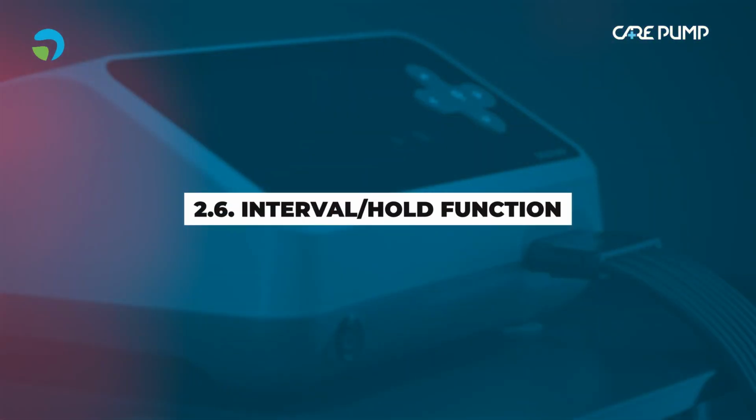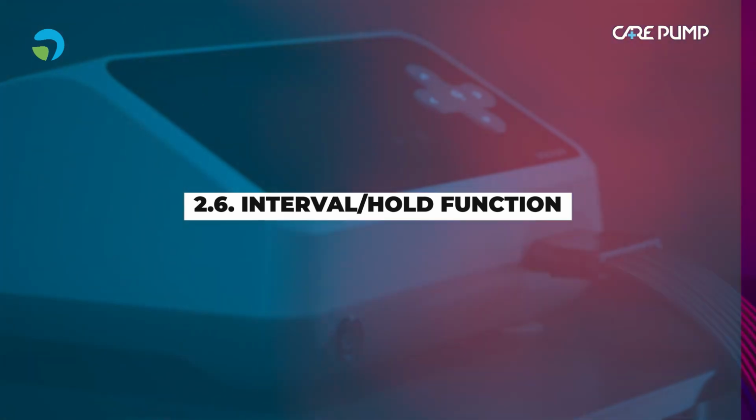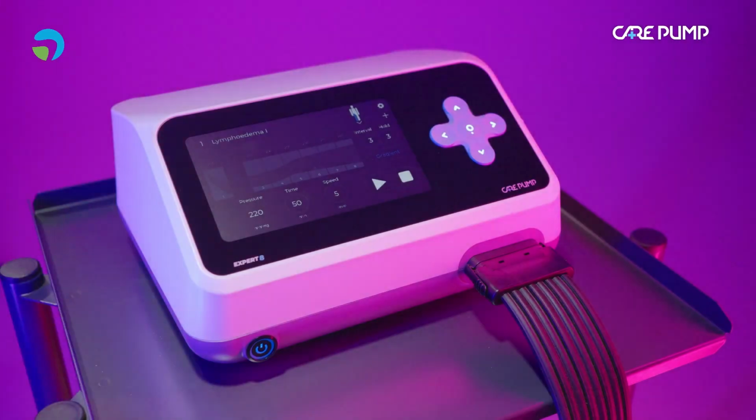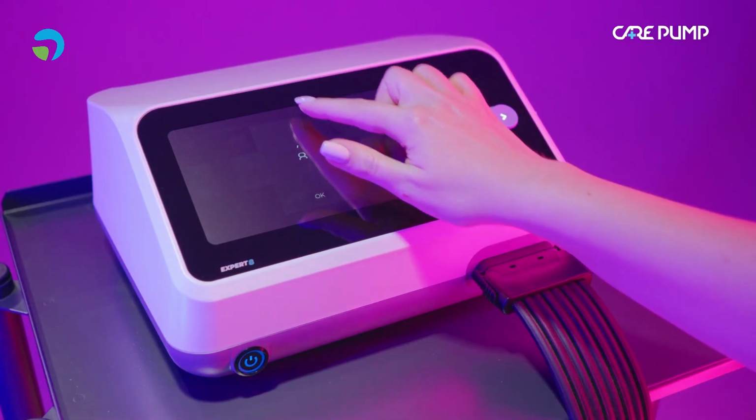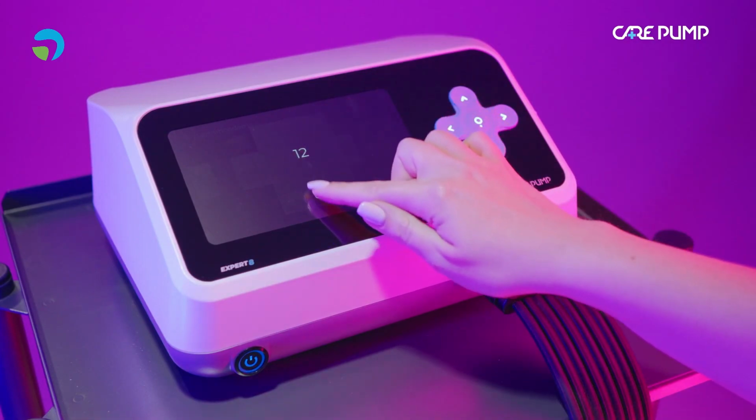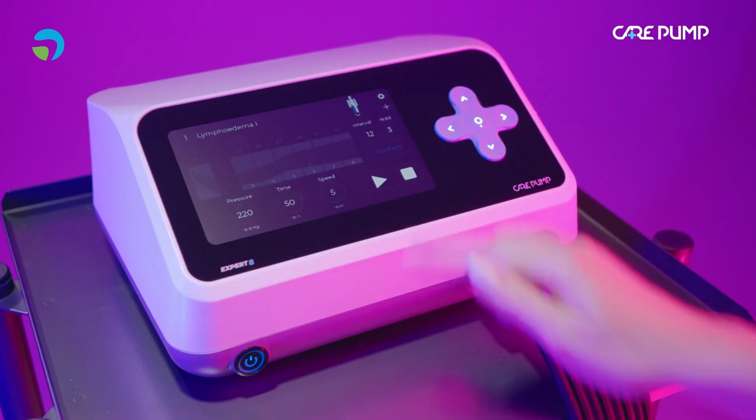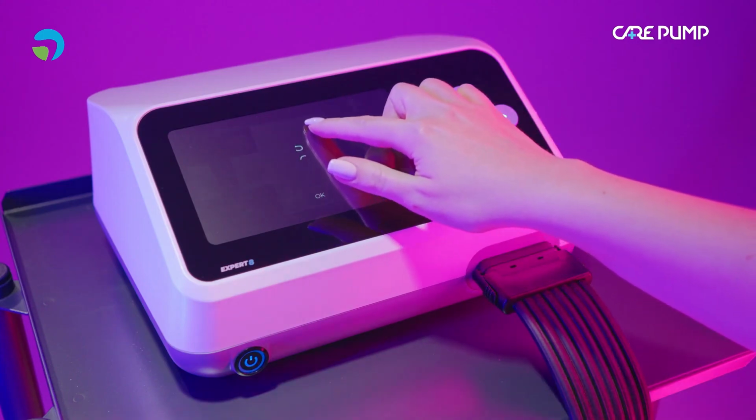Interval and hold function. Interval function determines the pause between subsequent cycles of filling the chambers, and hold function is the time for each chamber to maintain its maximum set pressure. These parameters are specified in seconds. To change their value, press the corresponding icons, and by moving the values on the list up and down, select the appropriate one and confirm by pressing OK.